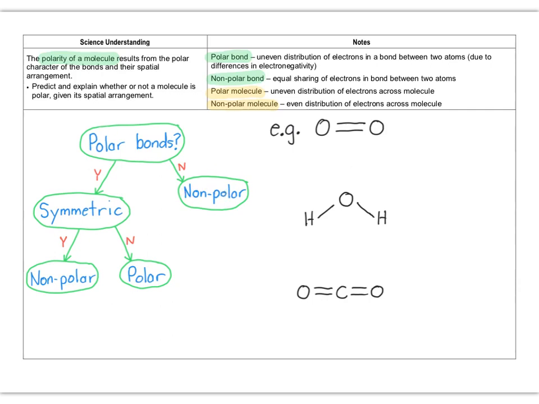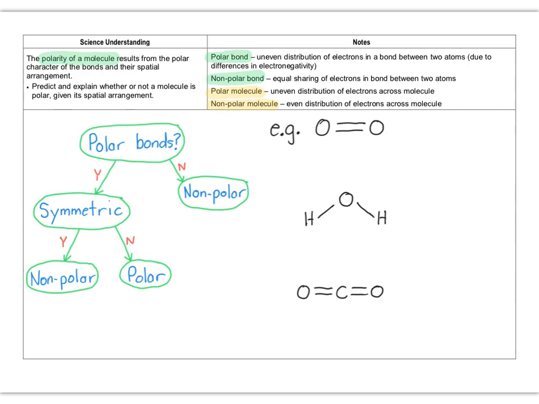If there are polar bonds, we've got to do a second test. We've got to decide, is it symmetric? Symmetric means if you cut it in half, either along the X, the Y, or the Z plane, so whichever way you cut it in half, do you get the same thing on both sides? If it's symmetric in all planes, the X, Y, Z plane if you like, then all the polar bonds will cancel out and it will be non-polar. However, if it is not symmetric, it will be polar.